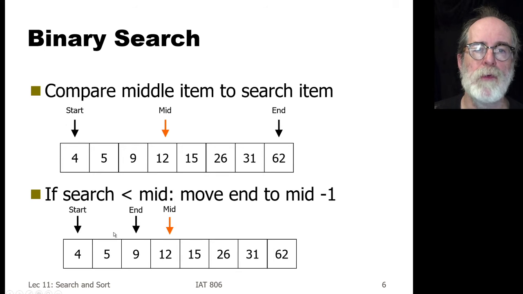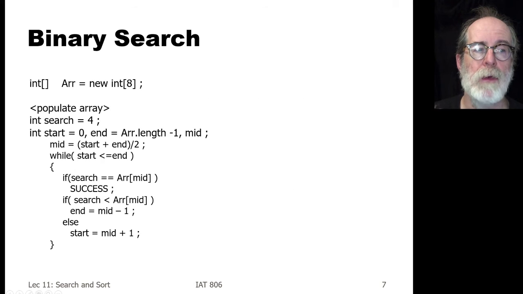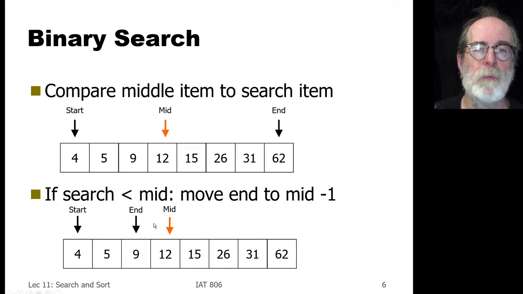So now start and end is just these three items. You compute the new midpoint, that points at the number 5. You investigate, is the thing I'm looking for less than, equal to, or greater than 5? So that is essentially how binary search works.